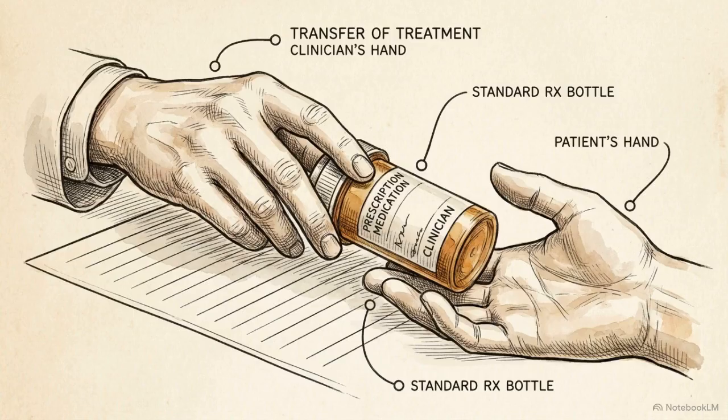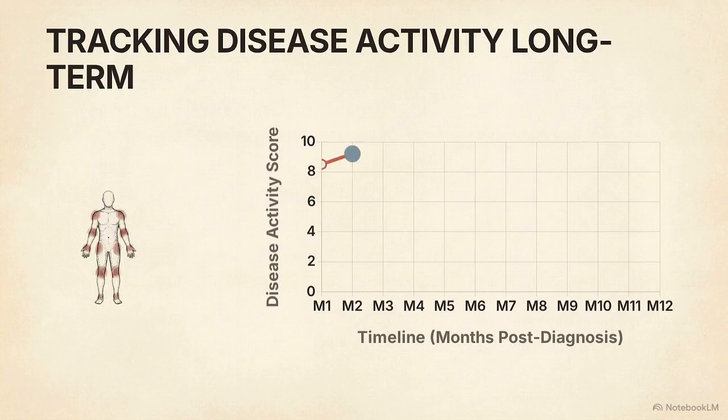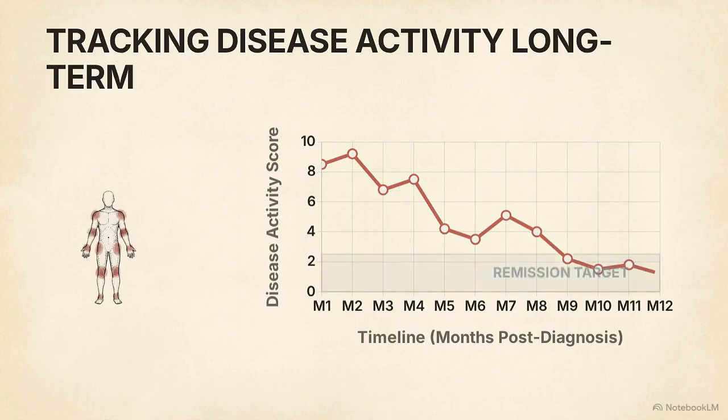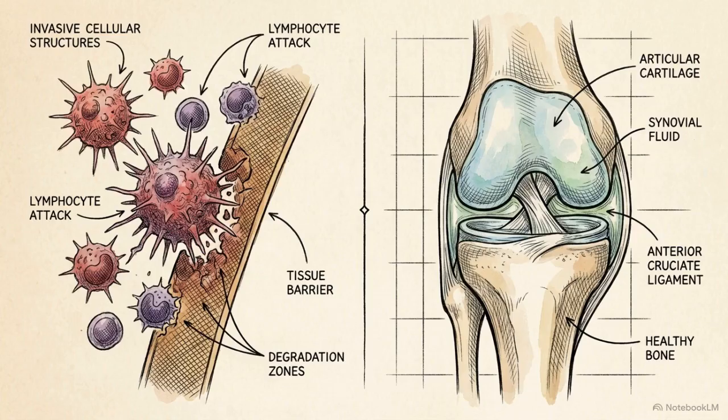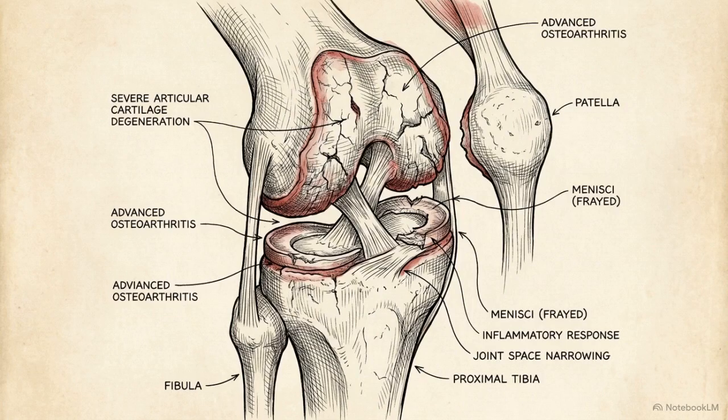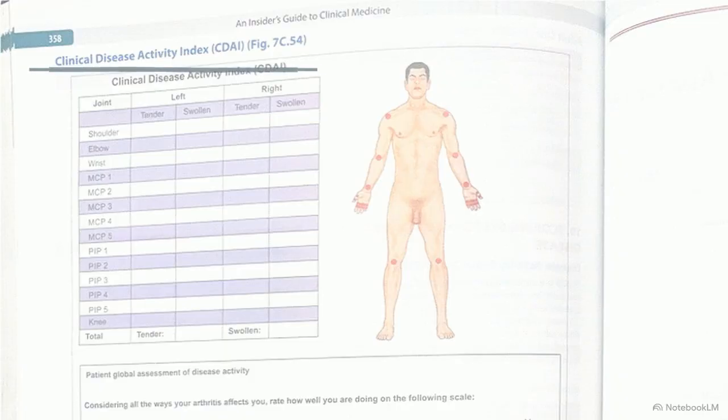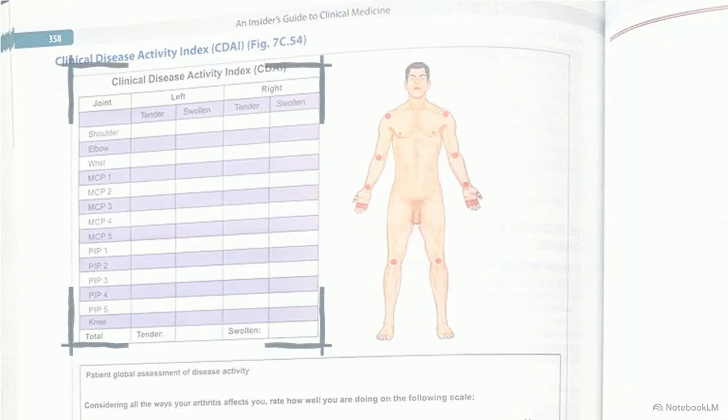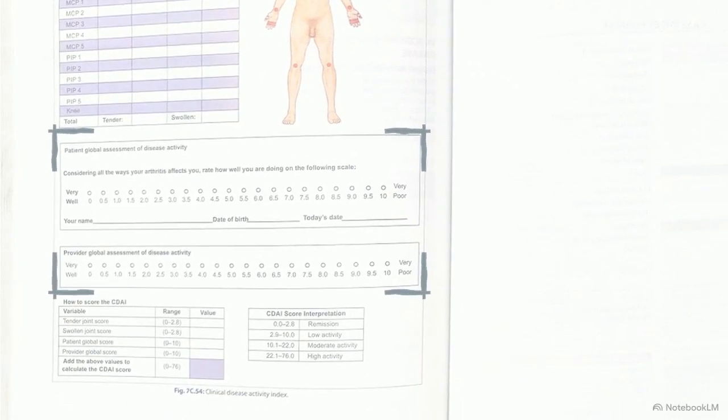Reaching a diagnosis initiates treatment, but the clinical loop is not closed. The physician must now track the disease's activity over months and years. The immediate challenge becomes proving whether the prescribed medication is successfully suppressing the immune system, or if the disease is quietly destroying cartilage beneath the surface. This form details the Clinical Disease Activity Index, or CDAI, the primary tool used for this longitudinal tracking. It compresses 4 distinct variables into a single number: the tender joint count, the swollen joint count, and global severity assessments provided independently by both the patient and the physician.